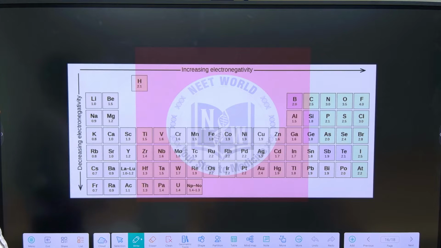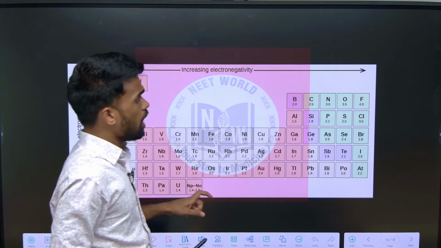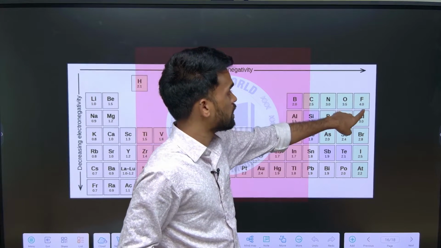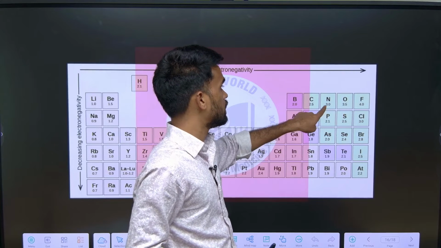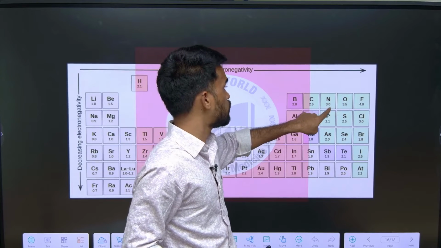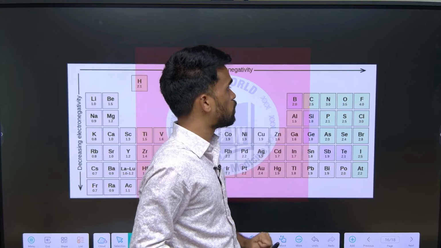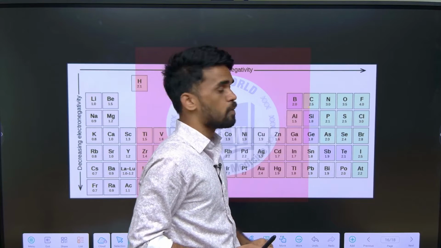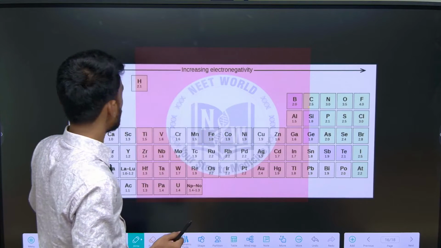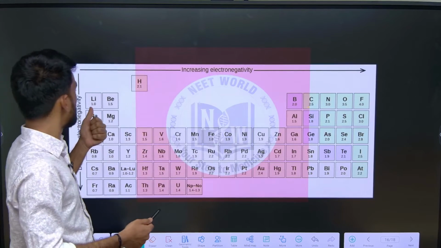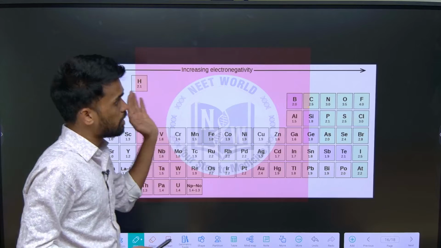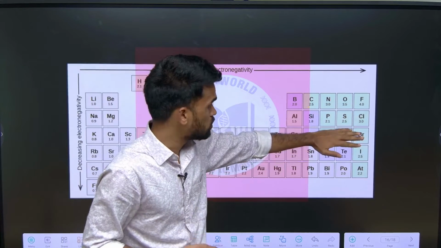See here, on the Pauling scale, fluorine has 4.0 as the electronegativity, oxygen 3.5, nitrogen 3.0, carbon 2.5 and boron 2.0. So when we are moving from metals to non-metals, the electronegativity value is increasing. Here it is just 1.5, but when we go this side the value is increasing.